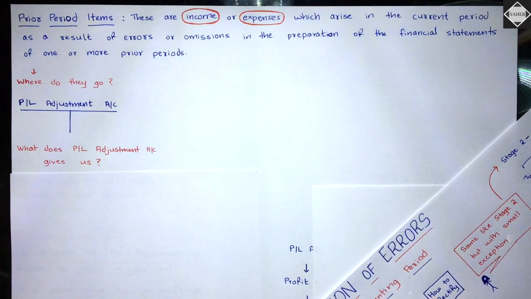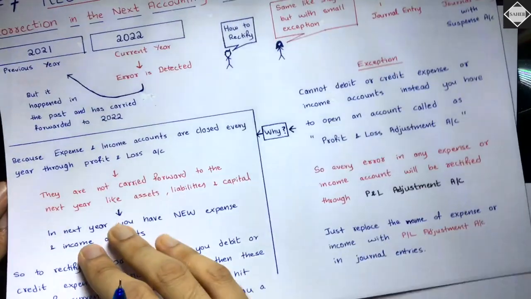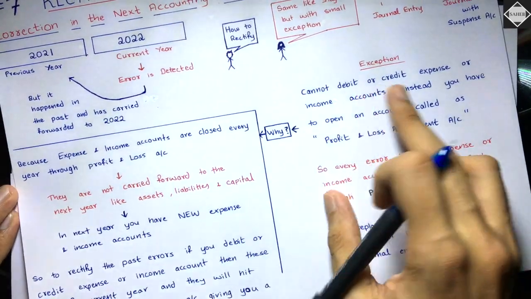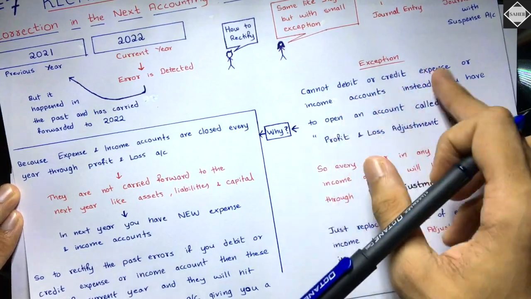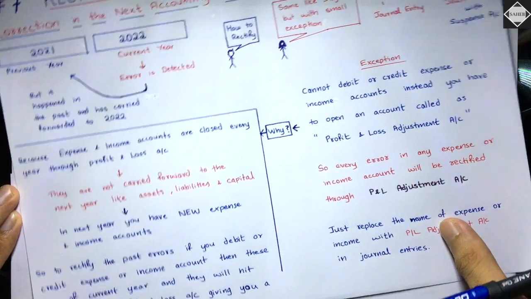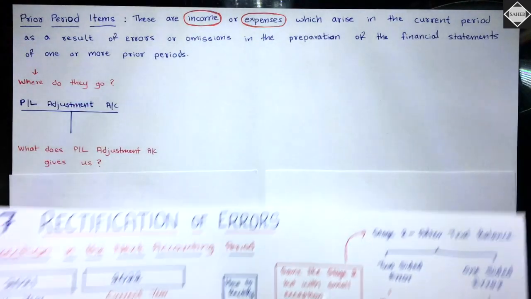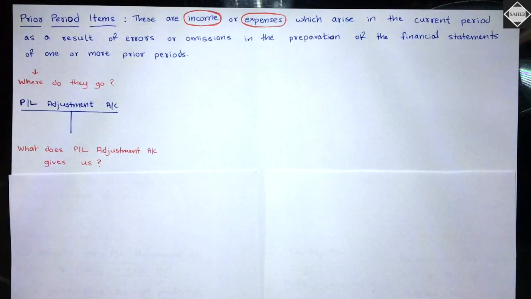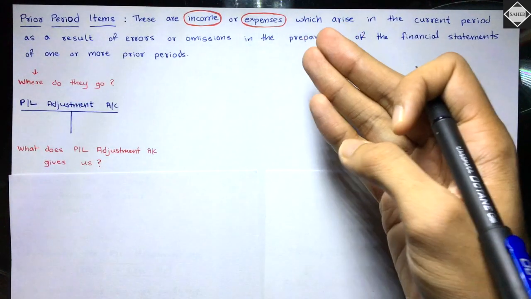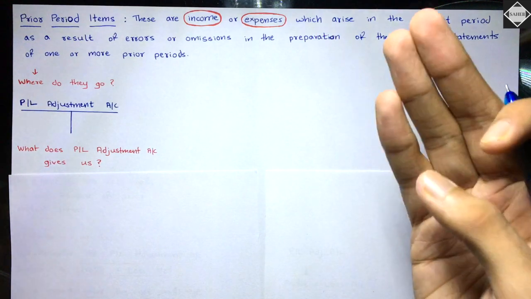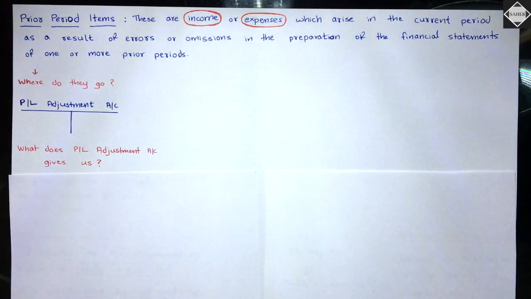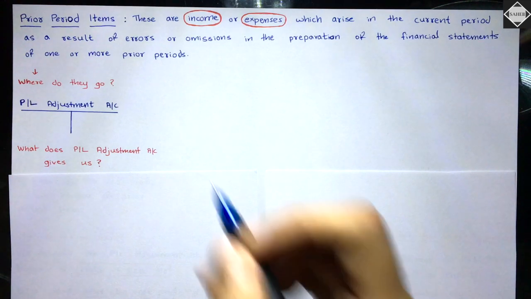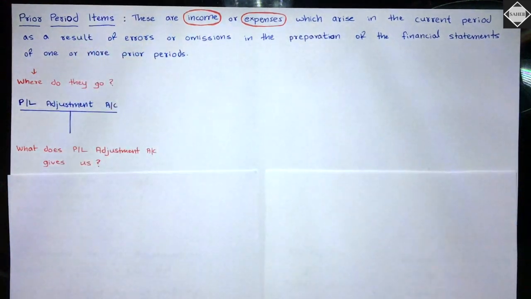Now don't think that it's different. What we have discussed now, these expense or income accounts, these are prior period items only. You're rectifying them. So because of that, they will come into the picture in the current year, but actually they relate to the previous year. Is that clear? It's just a term actually. Don't worry about that.